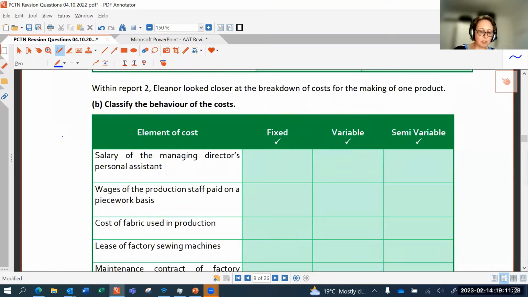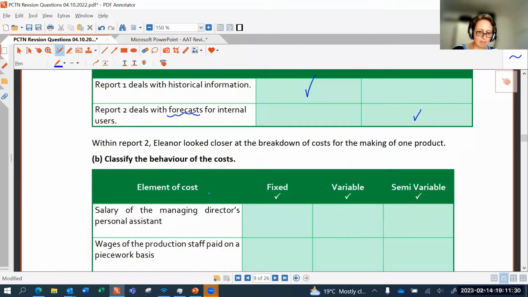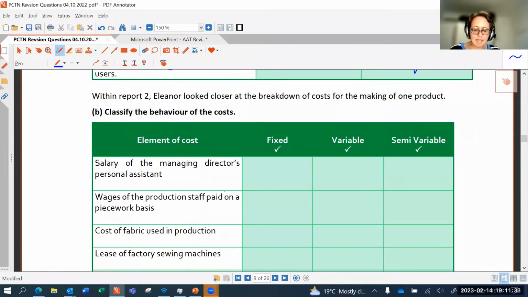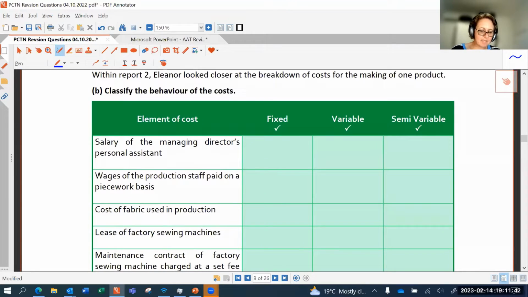Now, within report number 2, which is the management report, Eleanor looked closer at the breakdown of costs of making one product. So this particular product has different types of cost, different elements. And these elements are going to have to be classified as either fixed, variable, or semi-variable. Now, who can remind me, if a cost is fixed, what does that actually mean? What does the term fixed cost mean to you?